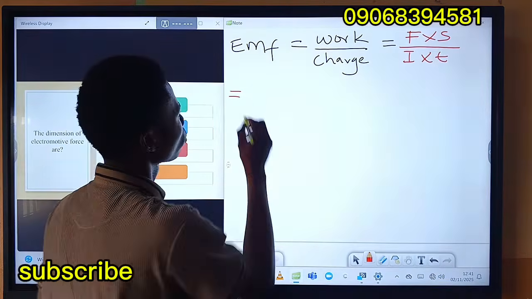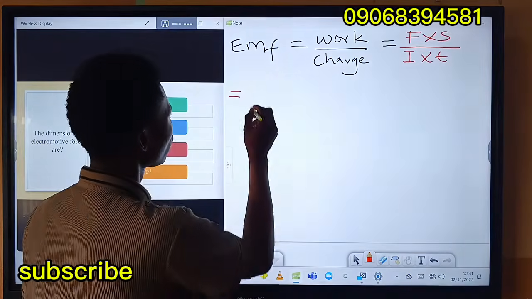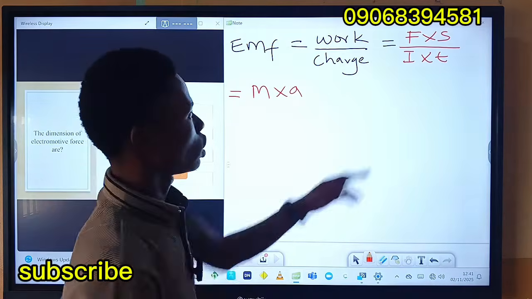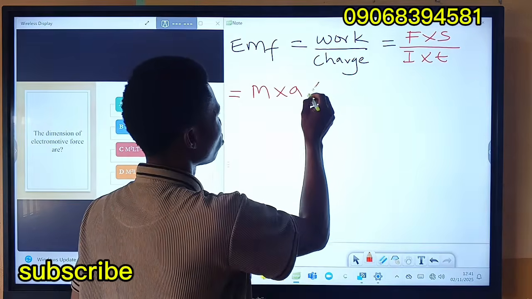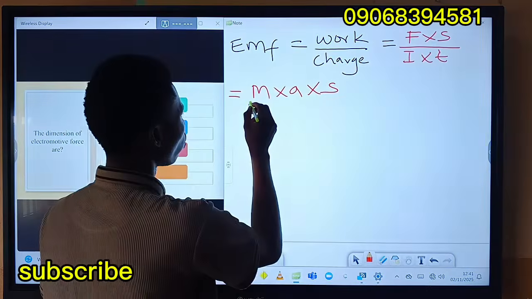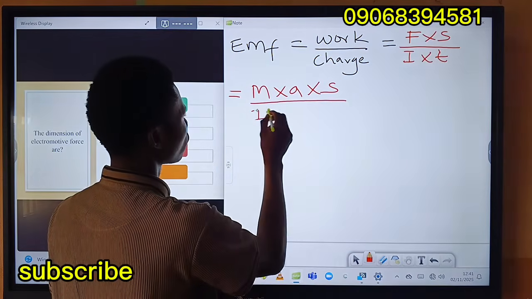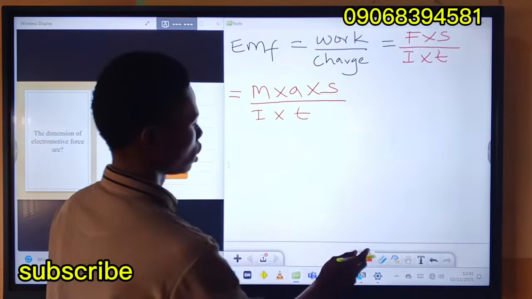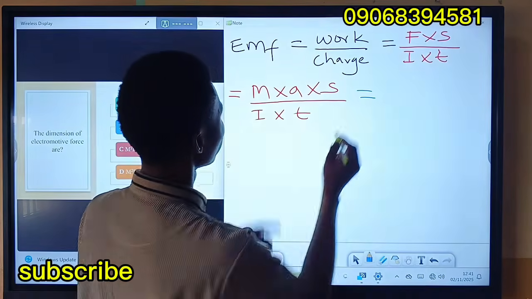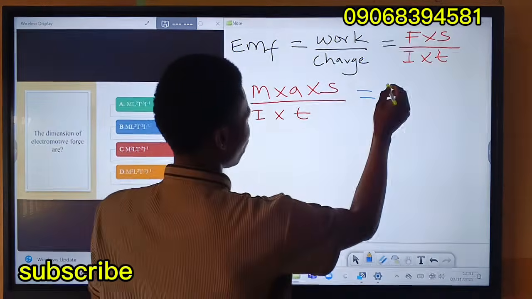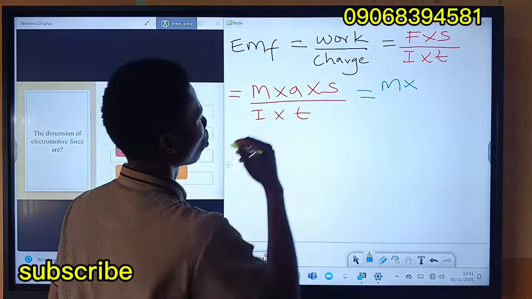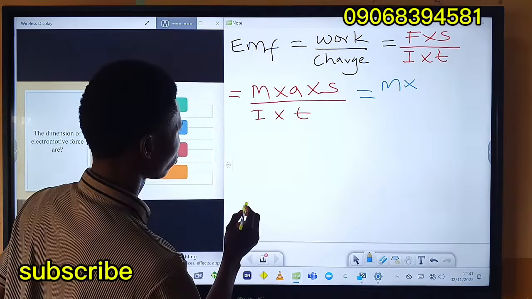Now let's continue. From here, force is same thing as mass times acceleration. This one is for force. Then times distance, this distance here, all over current times time. All right, now if we move on, you see that mass, let's leave the mass there. Mass is a fundamental quantity. Let's leave it as it is, times acceleration. Now, acceleration, let me bring it here.